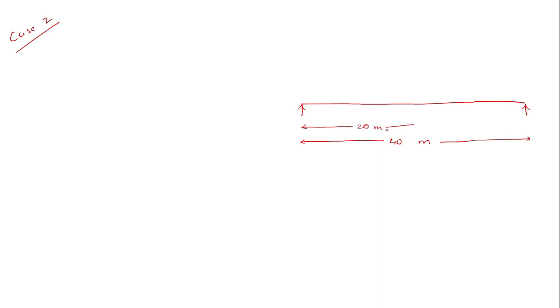A 20 meter at center. Next, the corresponding load should be placed in such a way that the center point C is between the resultant and 200. So you have here 50, you have here 100.